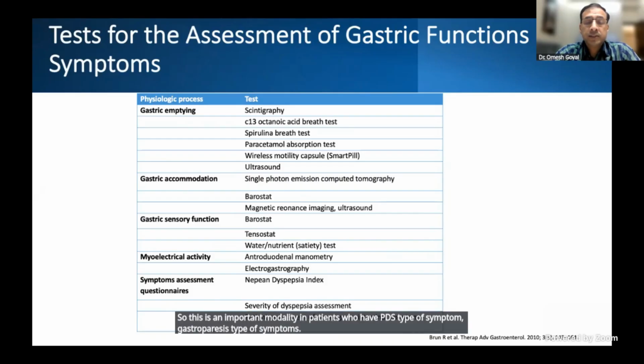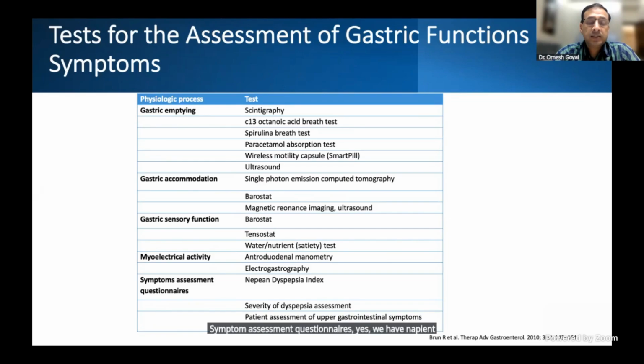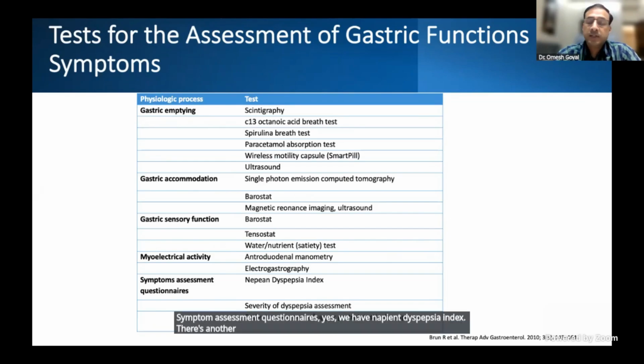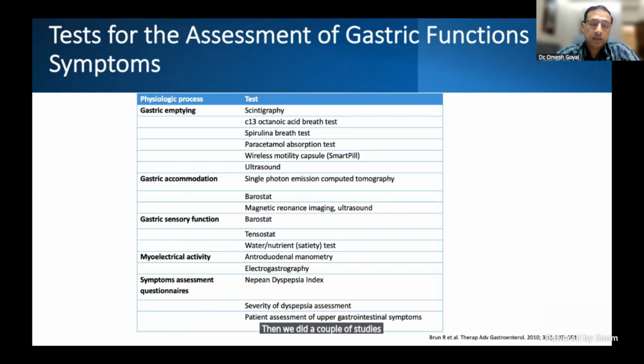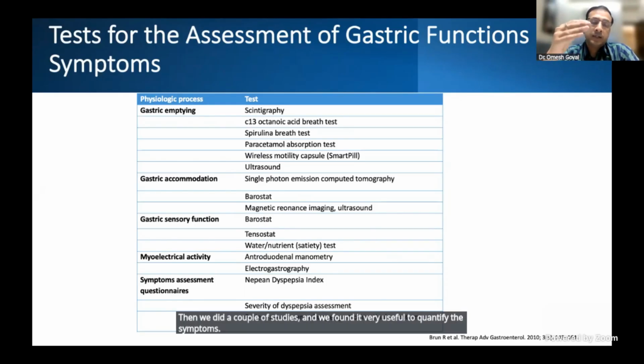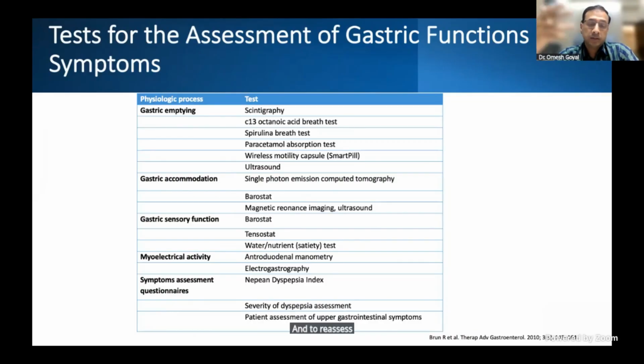Symptom assessment questionnaires, yes, we have the Nepean Dyspepsia Index. There's another short form of the Nepean Dyspepsia Index, and in our center, 5 years back we used this and translated it into a Hindi version and validated it in our population. Then we did a couple of studies and found it very useful to quantify the symptoms and to reassess the symptoms after some therapy or intervention. And it tells about the severity of symptoms and the quality of life, all in one questionnaire.